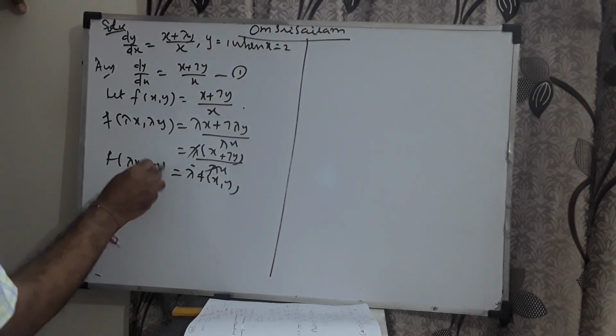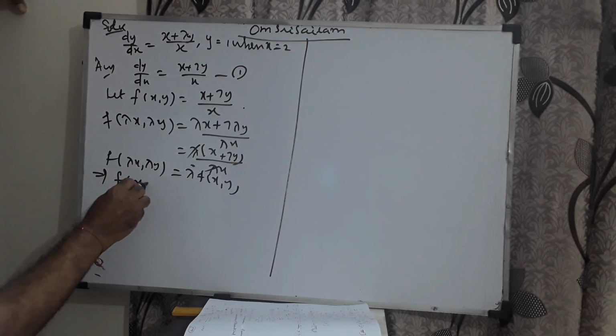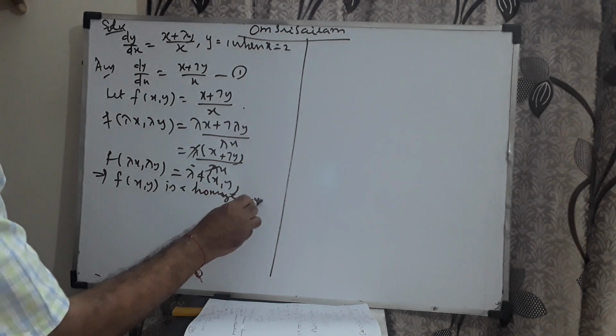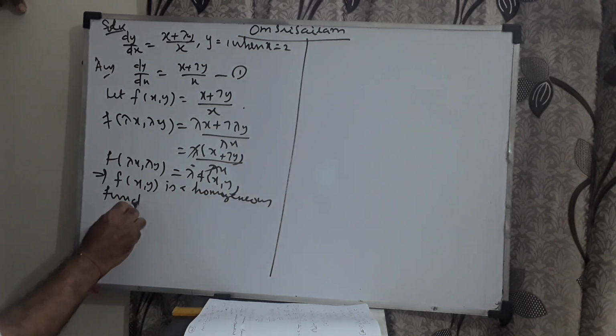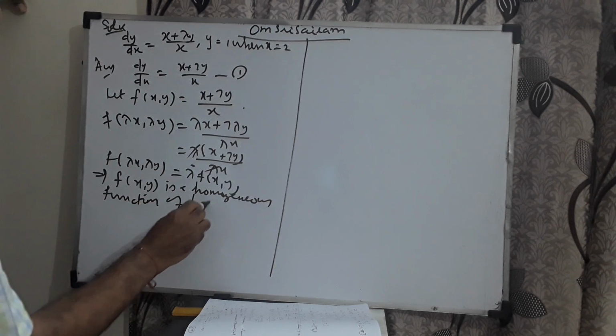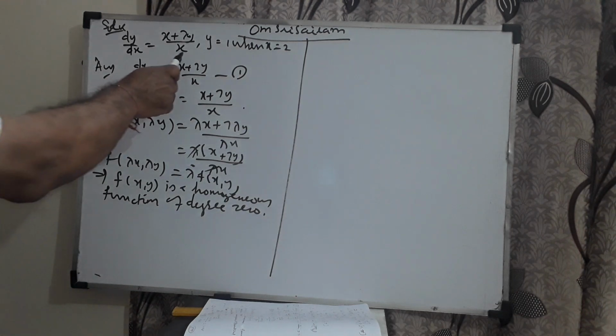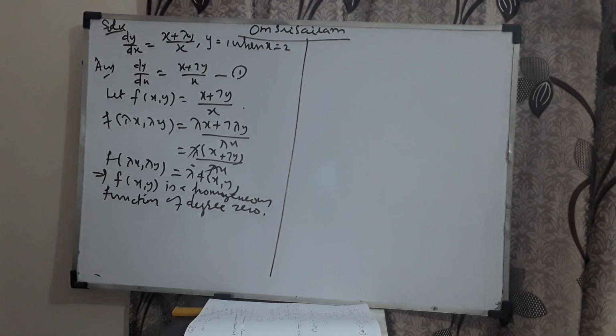Therefore, when such a case arises, f of x comma y is a homogeneous function of degree 0. Homogeneity means each and every term is of the same degree. Power is 1, power is 1, power is 1. Instead of observing that way, we are doing it this way. If I am able to prove that f of lambda x comma lambda y is equal to lambda power 0 into f of x comma y, in such cases we say the right hand side is a homogeneous function of degree 0.